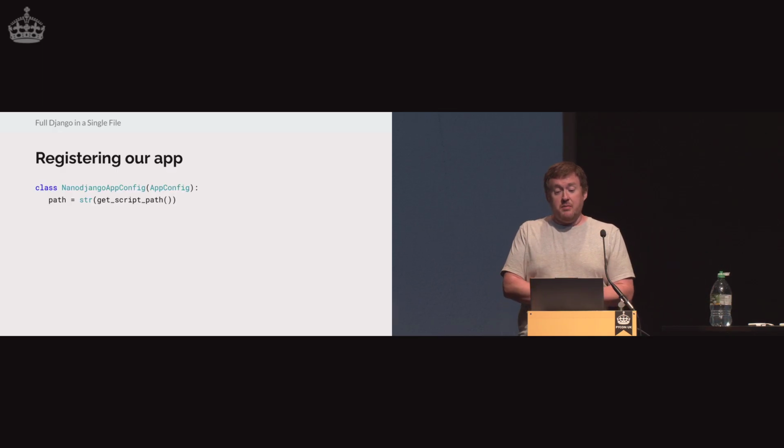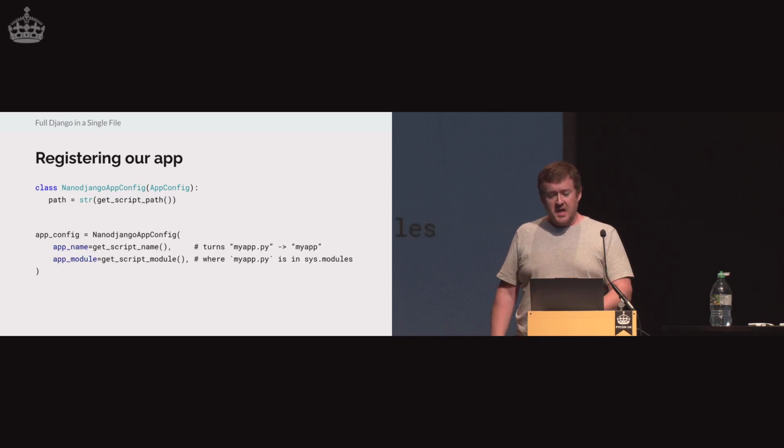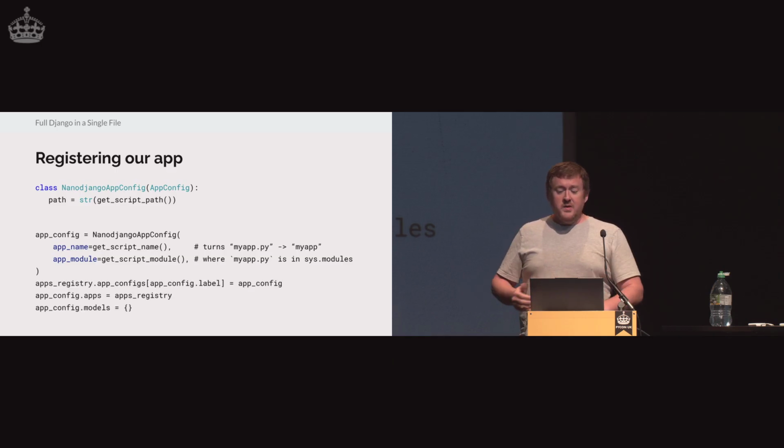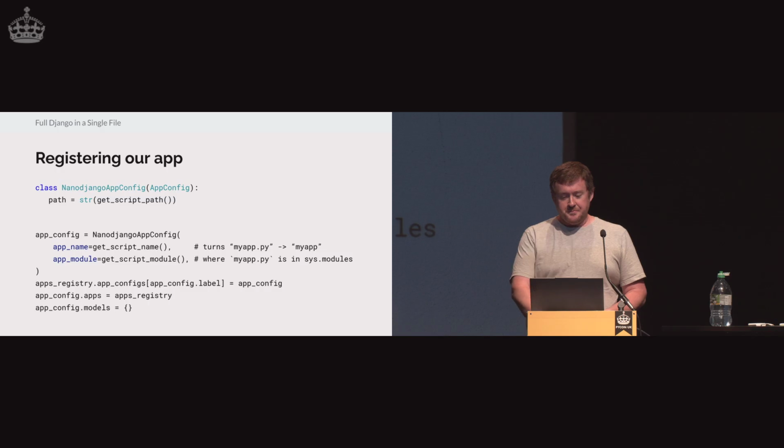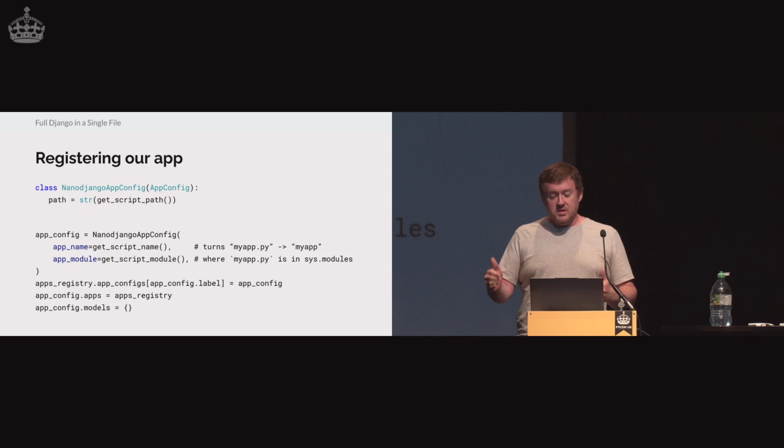To do this, we need an app config with a hardwired path to our script, so it doesn't try to find it itself. And then we need to make it think it found our app name and where our app module is in memory. We then manually add that to the app registry before we call Django's setup. And that way, the registry will think it has already loaded our app, so it doesn't try it again. So that's the app registered using the name of the file as the name of the app. And now whenever a model is defined in our app, it should automatically get registered against that name. What could possibly go wrong?